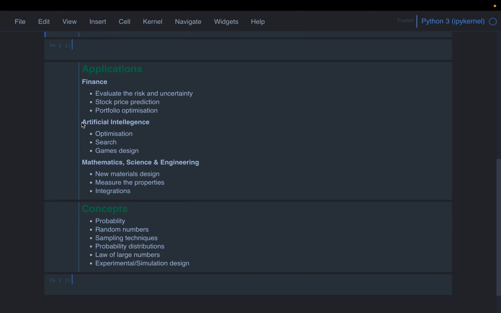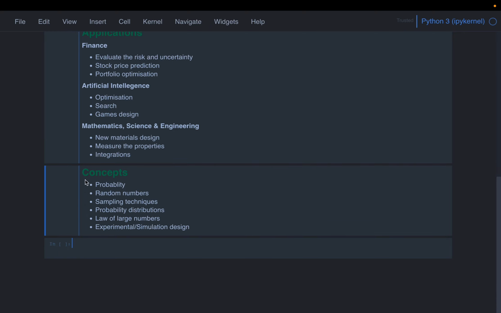For example, in the artificial intelligence space, the 2 areas where they are mostly used are optimization and search. We can have millions of outcomes for a given problem, and when we search through those millions of outcomes, it's impossible to assess how likely each outcome is. So Monte Carlo simulations can guide us to the most probable outcome in a few steps.